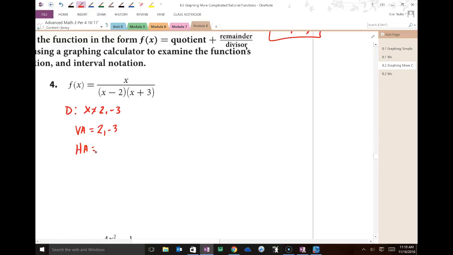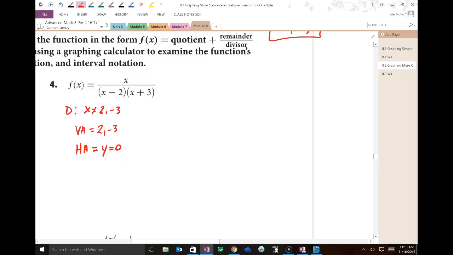Horizontal asymptote. Okay, now the bottom is in factored form. I need to think about the standard form. If I was going to FOIL that out on the bottom, what would the first term be? X squared. So if I have x over x squared, is it bigger on the top or bigger on the bottom? Bottom. So everyone agree I have a horizontal asymptote at y equals 0.